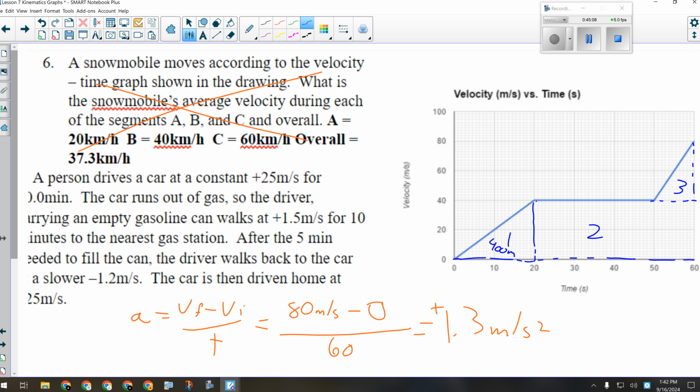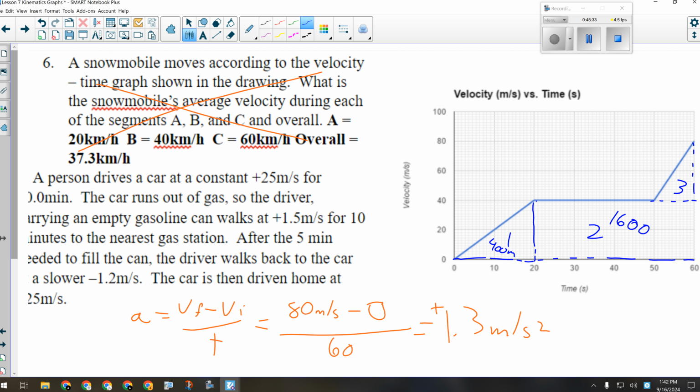Here's how far it would have gone if it just kept doing what it was doing, but I'm going to add on how much extra it went because it went faster for a little while. Okay? That's what we're essentially doing here. Okay? So the base of this one goes from 20 to 60, so that's a base of 40 and a height of 40. Okay? 40 times 40 is 1,600? Yeah? Oh, my mental math is sharp today.